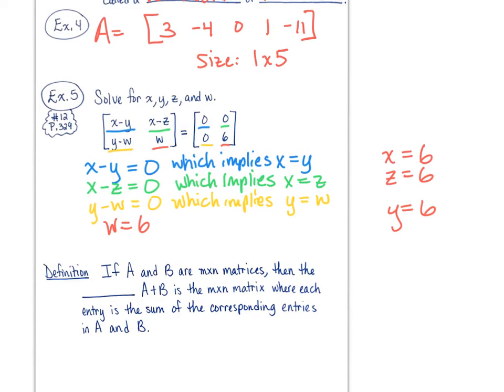All right. So if A and B are n by n matrices, so if they have the same size, then the sum A plus B is the n by n matrix where each entry is the sum of the corresponding entries of A and B. So in order to find the sum of two matrices, they have to have the same size, and then you add the respective entries. Okay? So let's go through an example, or a couple.